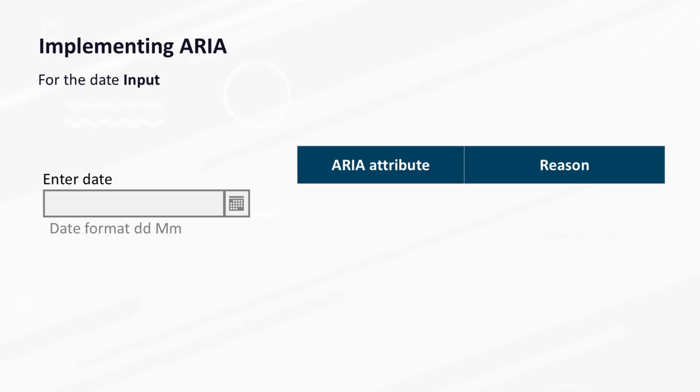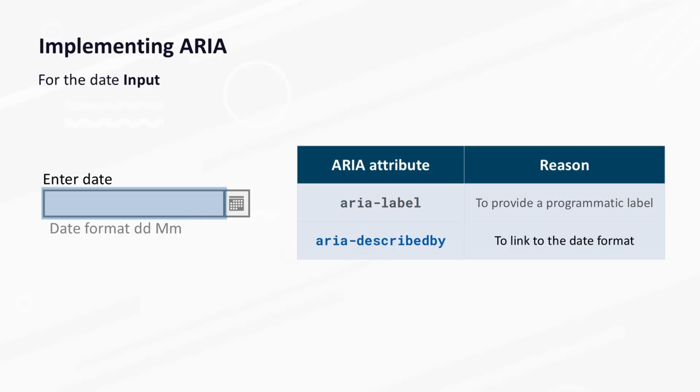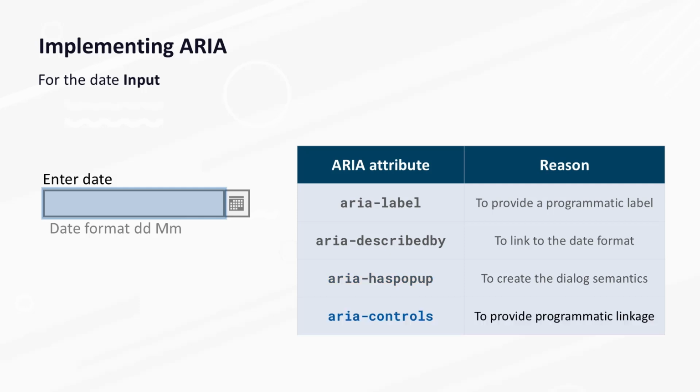The ARIA attributes required to change these elements into a functioning date picker control are, for the date input, aria-label to provide a programmatic label to the input if no visible label is used, aria-describedby to associate the input with the visible date format instructions, making the expected format available to assistive technologies, aria-haspopup to create the dialog semantics, and aria-controls to programmatically link the input to the dialog.